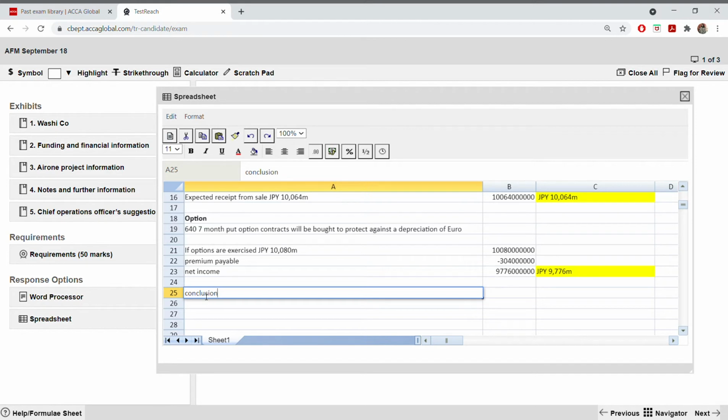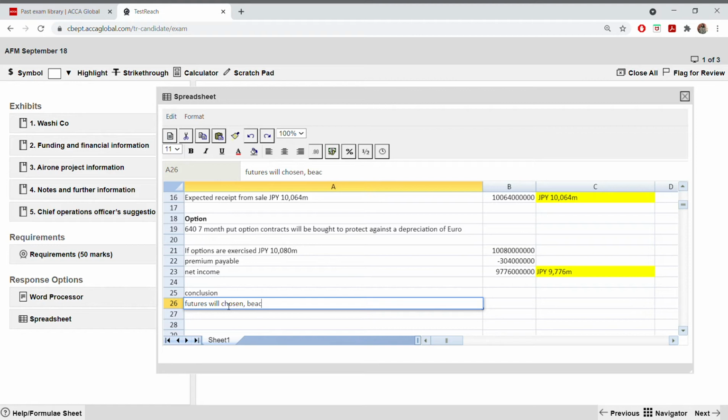Now this conclusion you can write in the report in your Word or in Excel also you can write. Futures will be chosen because it gives highest receipt. This much is enough. My spellings are wrong, but it does not matter. Therefore, it will be used to hedge the expected euro receipt.